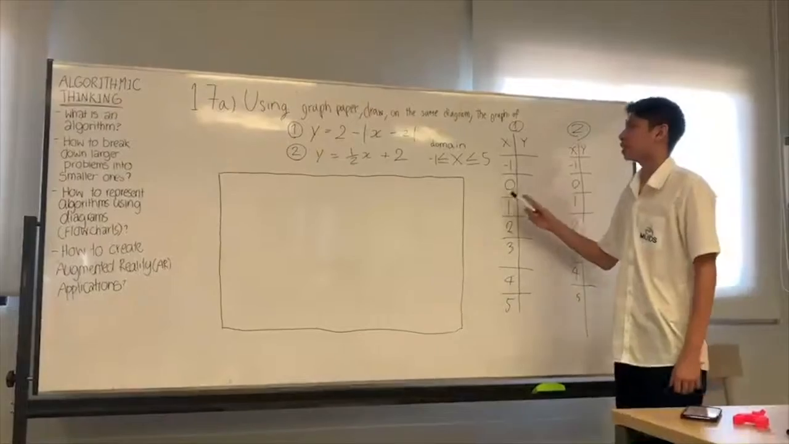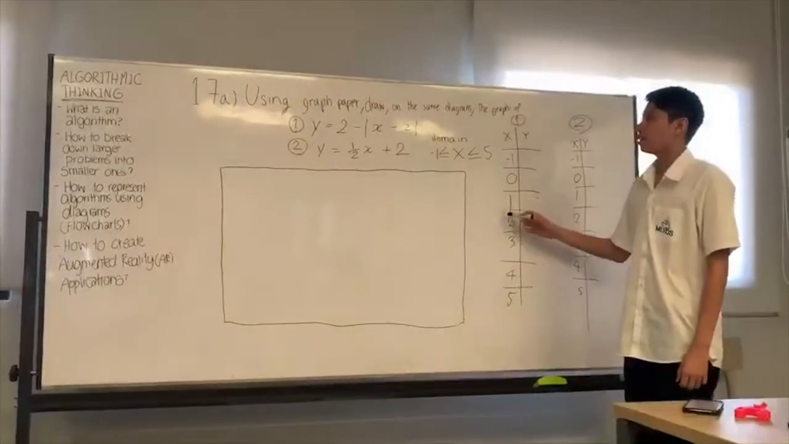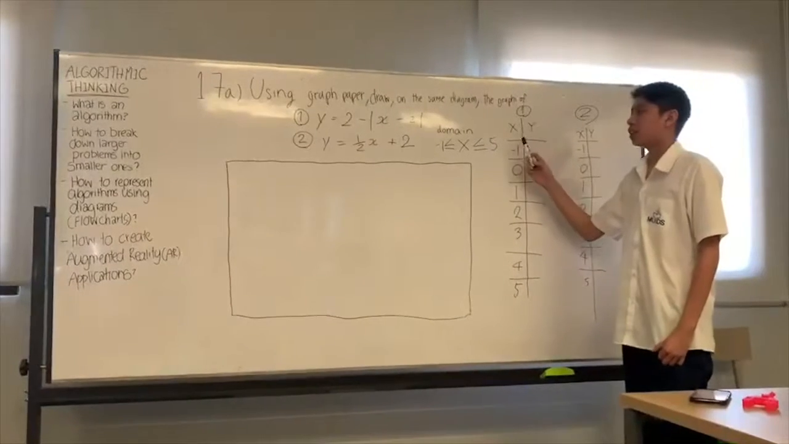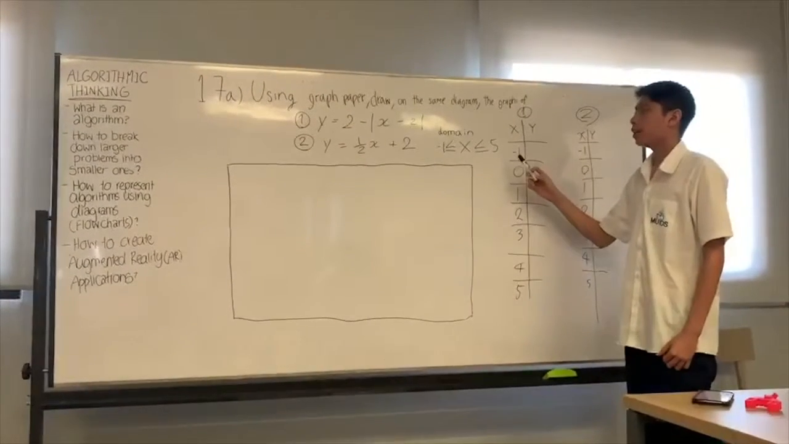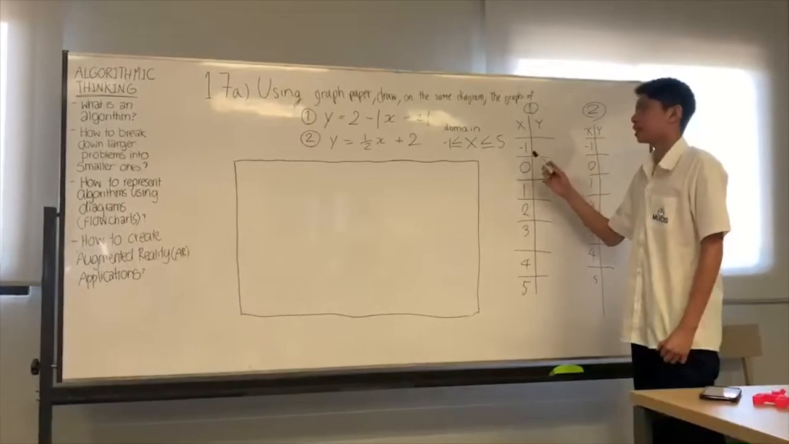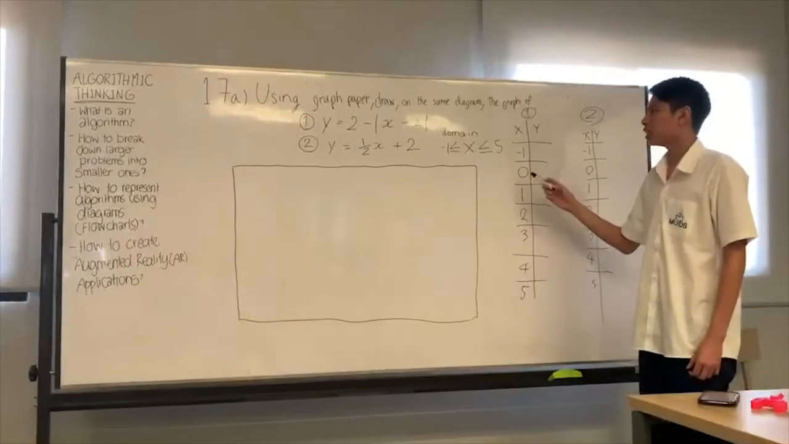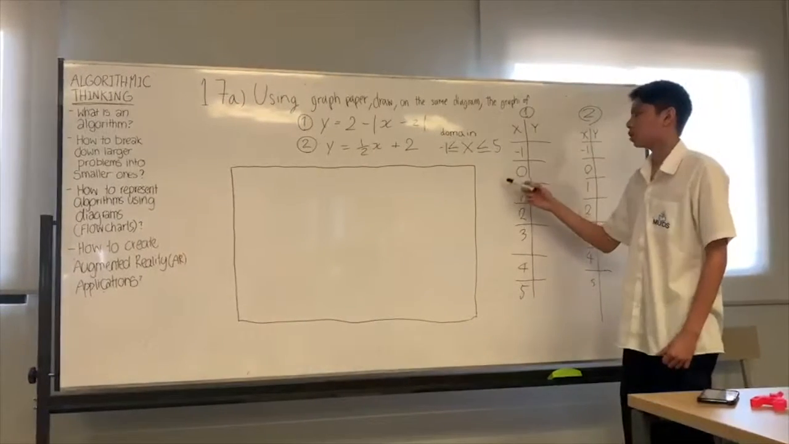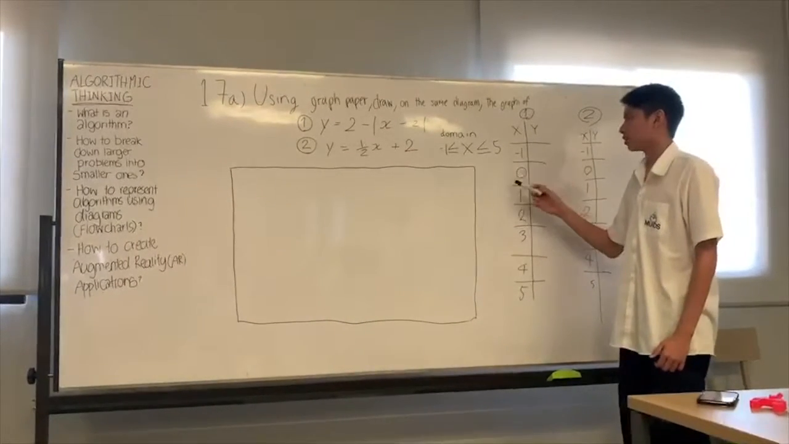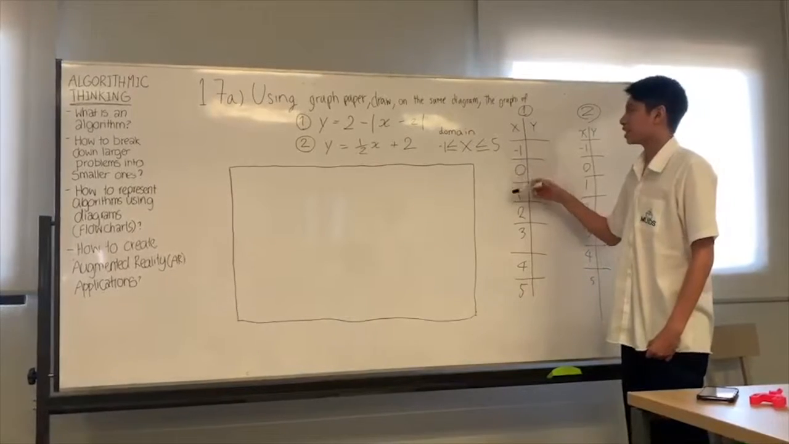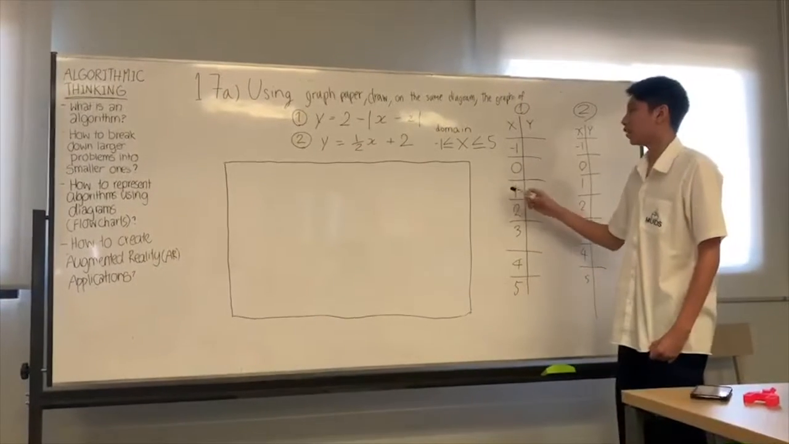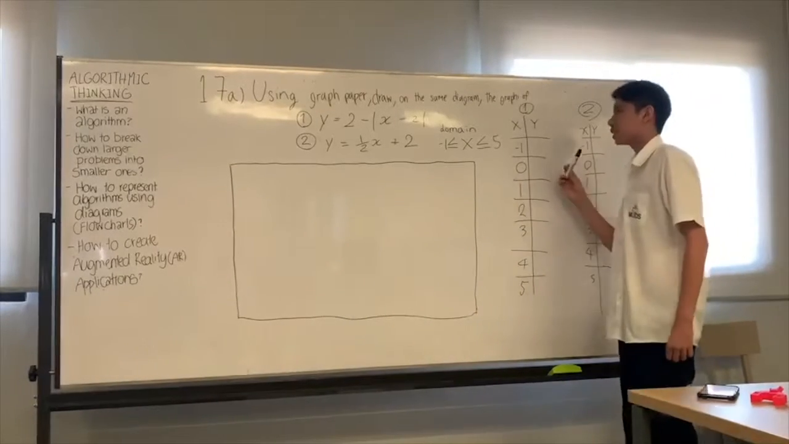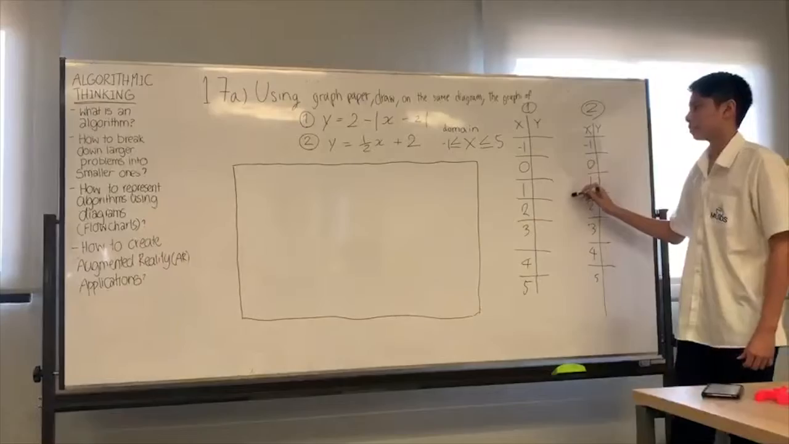Okay, so let's start with question 17a. Using the graph paper, draw on the same diagram the graph of two equations. First, y equals 2 minus the absolute value of x minus 2, and the second equation, y equals 1/2 x plus 2, with the domain x greater than or equal to -1 and x less than or equal to 5. So let's do the table.